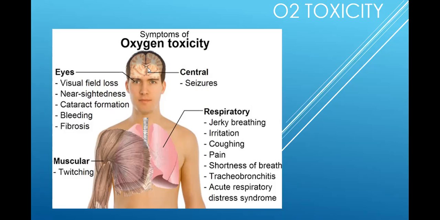Can't let them wait. Some of the symptoms, again, like the eyes, they can have a little field vision loss, nearsightedness, cataract formation, a little bleeding, fibrosis. They can have a seizure, muscle twitching, right? And then respiratory, jerky breathing, kind of like panicky breathing a little bit, not hard, but kind of shaky. Irritation, coughing, pain, shortness of breath, tracheobronchitis, acute respiratory distress syndrome. All these things can happen if you're giving them oxygen for too long.